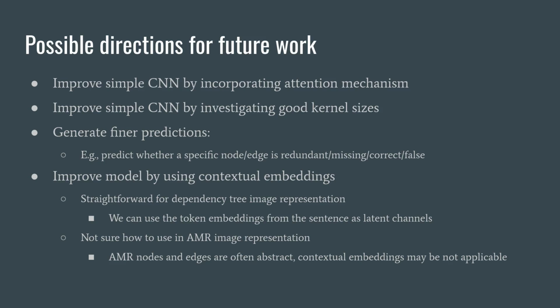Here are some possible directions for future work. We could improve the simple CNN by incorporating an attention mechanism. We could improve the CNN by investigating better kernel sizes. We could aim at generating finer predictions. For example, we could directly predict whether a specific node or edge is redundant, missing, correct, or false. We could improve the model by using contextual embeddings. This is pretty straightforward for the dependency tree image representation, since we can just use the token embeddings from the sentence as latent channels in the dependency image.